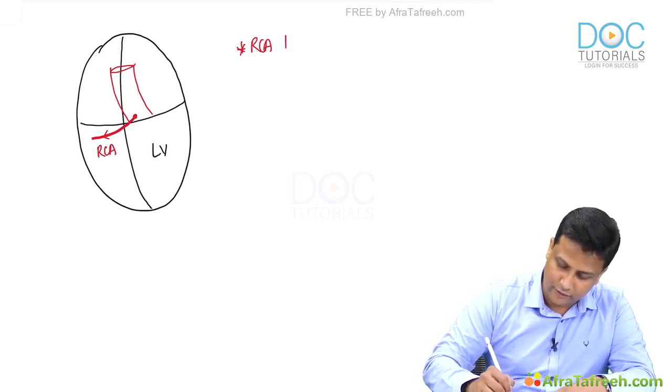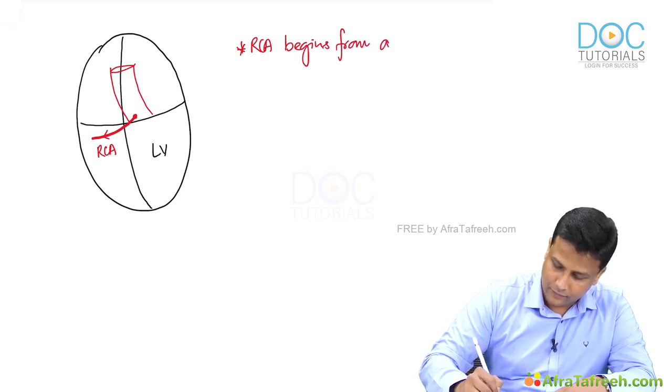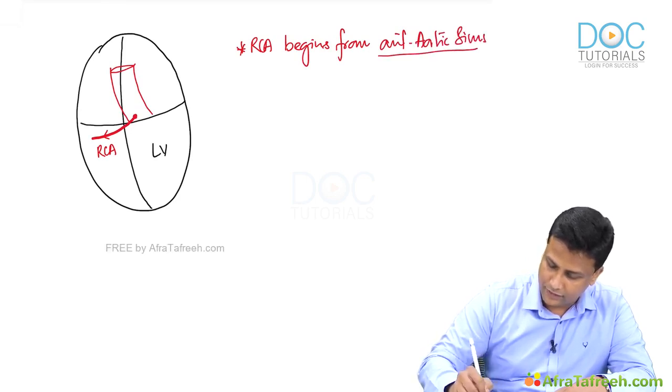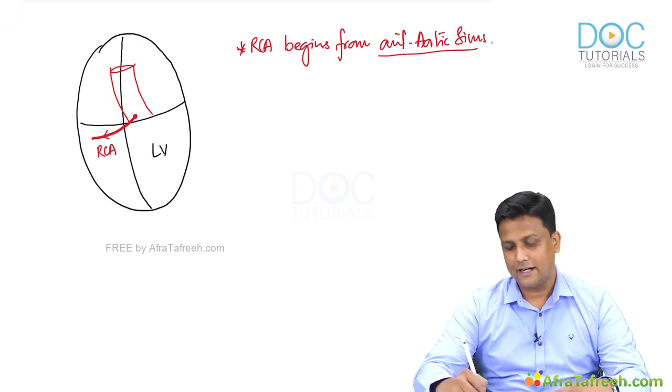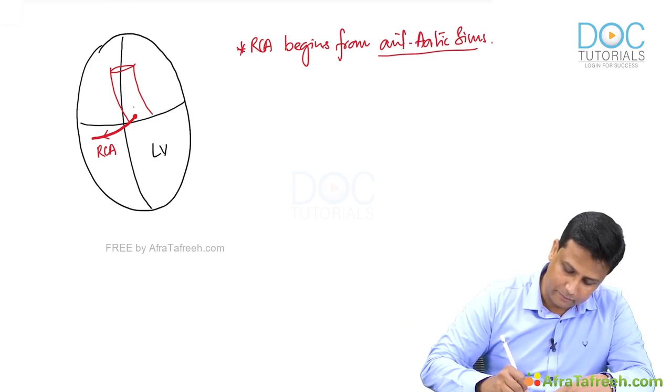Right coronary artery begins from the anterior aortic sinus. Right coronary artery begins from where, sir? The anterior aortic sinus. And then similarly, just behind that, you will again have two sinuses here.